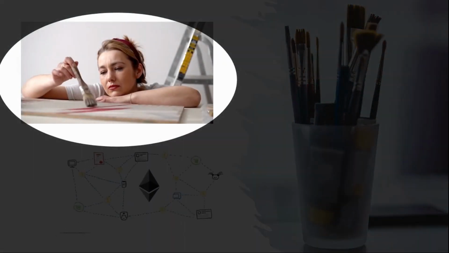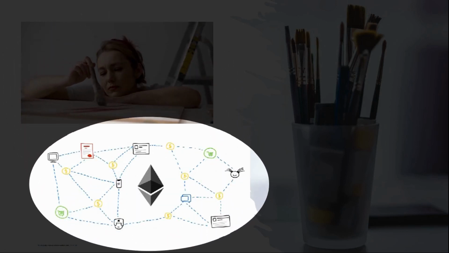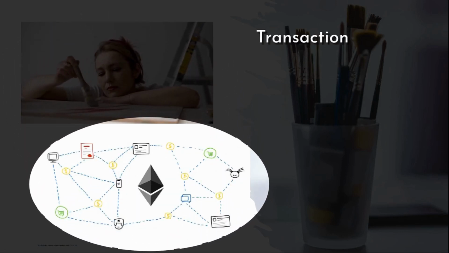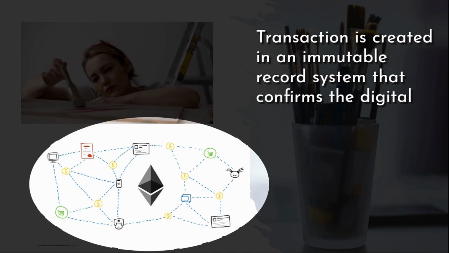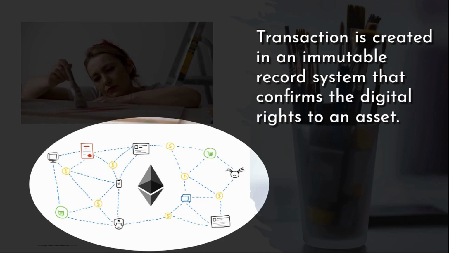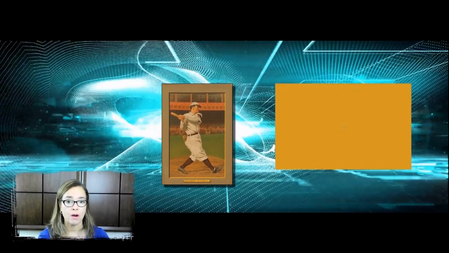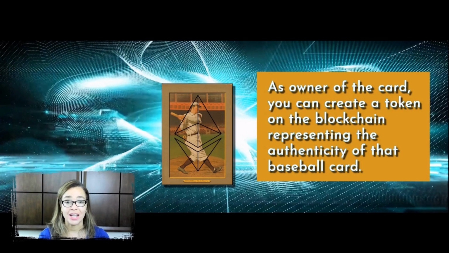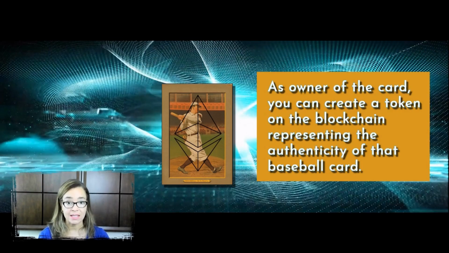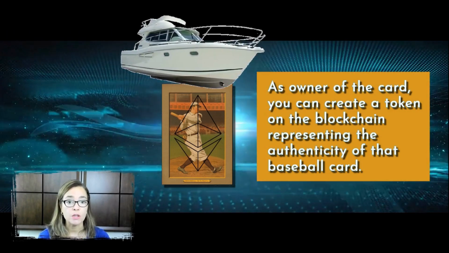So let's say that an artist wants to sell digital work on the internet. Now, using a common blockchain like Ethereum, the transaction is created in an immutable record system that confirms the digital rights or representation to an asset. Or let's say you have a rare baseball card. As the owner of the card, you can create a token on the blockchain representing the authenticity of that baseball card. You can now trade or sell it for other valuable goods on the blockchain.